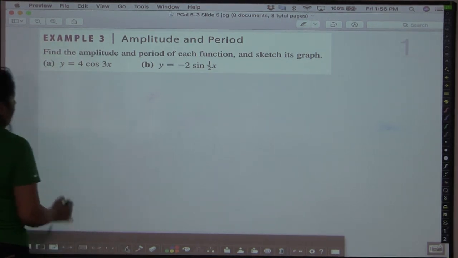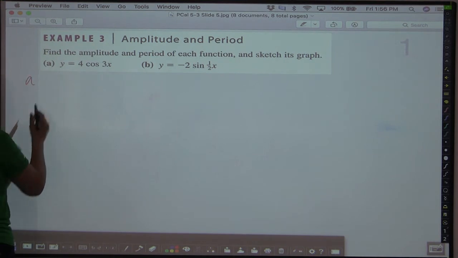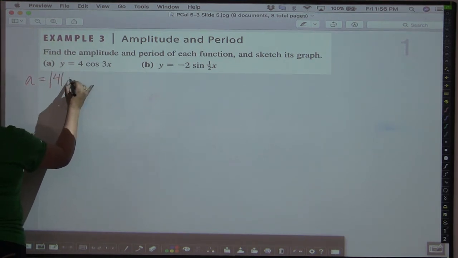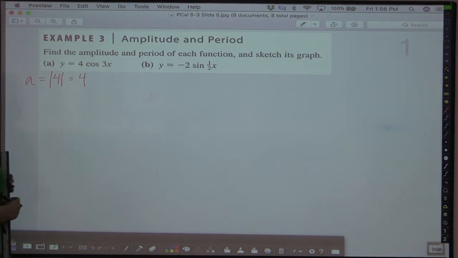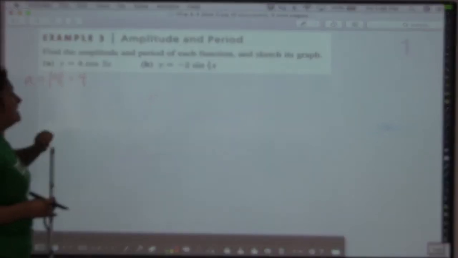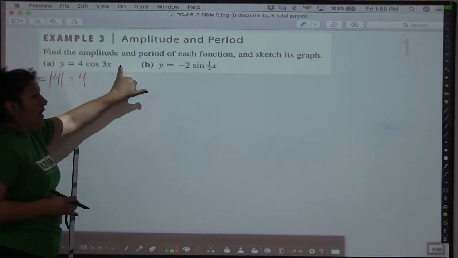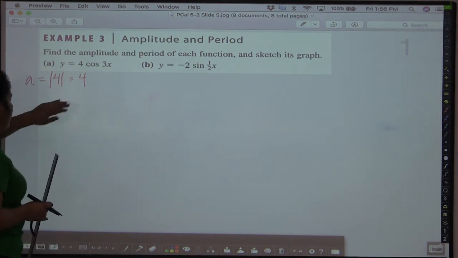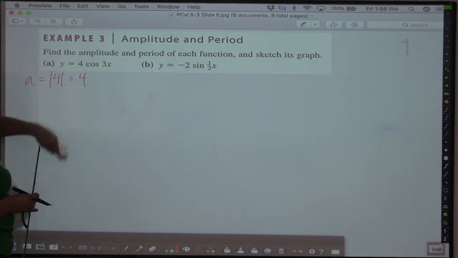So now your amplitude is still going to be the absolute value of 4 in this case, which was just before. So that tells me that I'm going to bounce between 4 and -4 because there is no D value. Remember that the D value is what would make us go up or down from our middle. But we're going to stick with 4 up and 4 below.